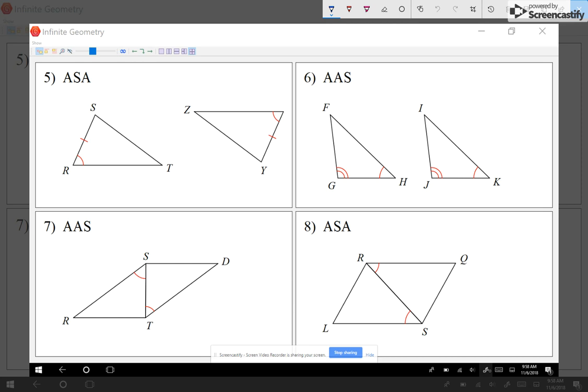So for question number 5, I want it to be angle, side, angle. From the 3 marks that you need, 2 angles and a side, you're missing one of them. You have the side, so we don't have to worry about the side. We have to get the angle. In this case, I'm missing this angle and this angle. So remember, I want the side to be between the angles. So I'm going to say angle S is equal to angle Y.